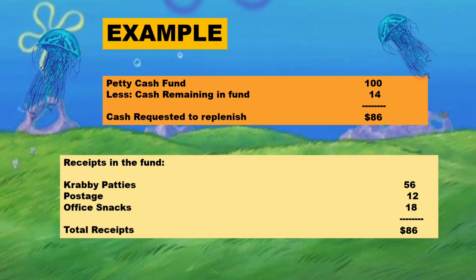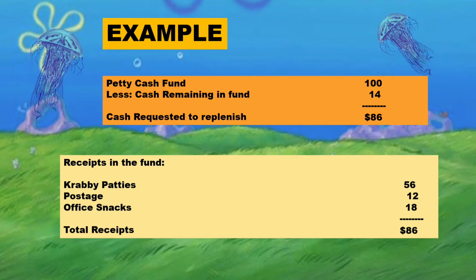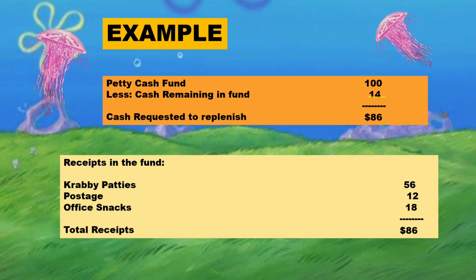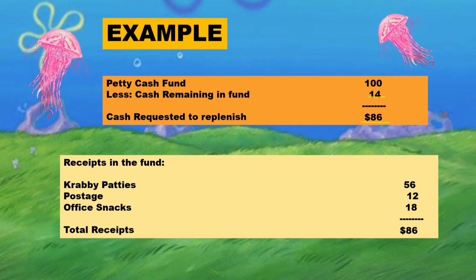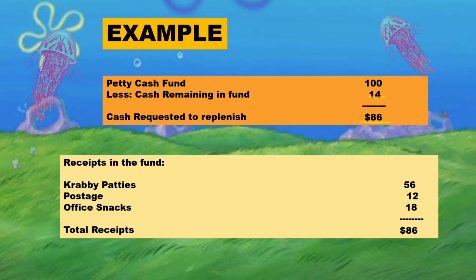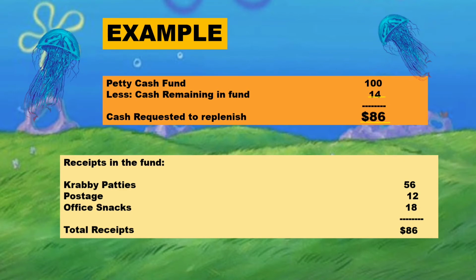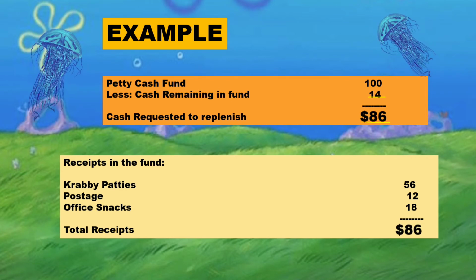Here is an example of the calculations on how much the custodian should replenish the fund. As we can see, $14 was left in the fund and hence $86 is needed to replenish the fund. Through the receipts, we can see that the fund was spent on Krabby Patties, postage, and snacks, adding up to $86. These totals should be equal.